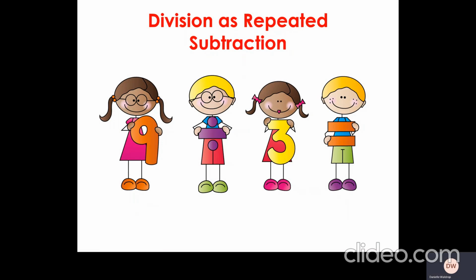Well, in division, instead of doing repeated addition, we're going to use repeated subtraction, which means we're just going to keep taking away the same amount each time, and our answer is going to get smaller. So with multiplication, your answer gets bigger. With division, your answer gets smaller. Okay, so let's work through this and talk a little bit about repeated subtraction.